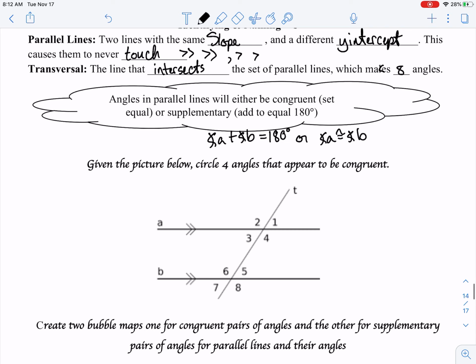What I'm going to tell you, if you have an obtuse angle, it's equal to every other obtuse angle on the parallel lines. If you have acute angles, they're equal to every other acute angle. If you have an obtuse angle and an acute angle, then they're supplementary. Okay.